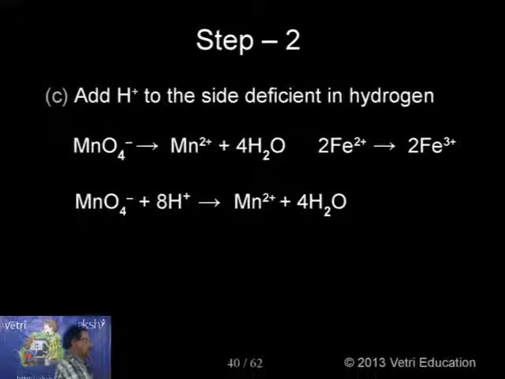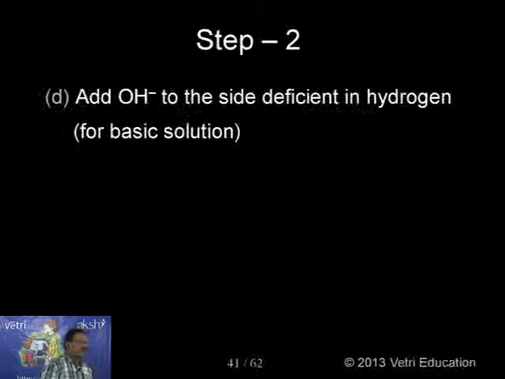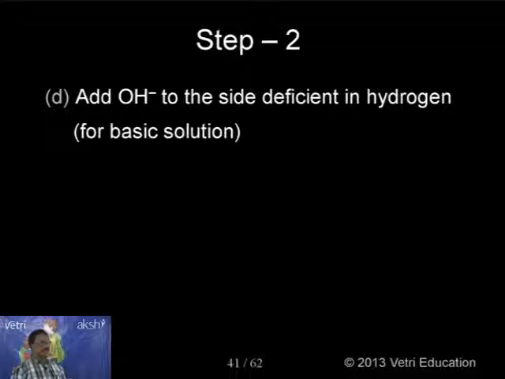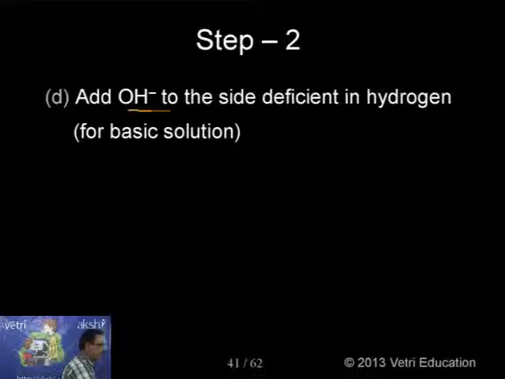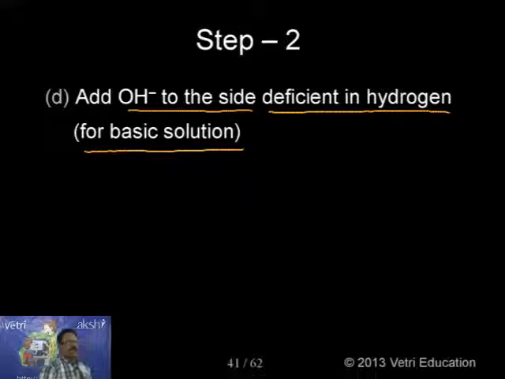That is step 2d. Let me go by step 2d. What does 2d say? Add OH minus to the side deficient in hydrogen. This is for basic solution. So students, kindly remember here. Since the first equation I have shown you, this redox reaction is taking place in acid medium. Since it is taking place in acid medium, adding OH minus will not be suitable here.